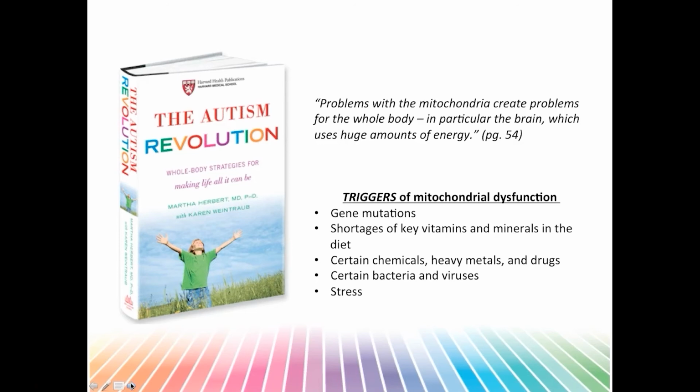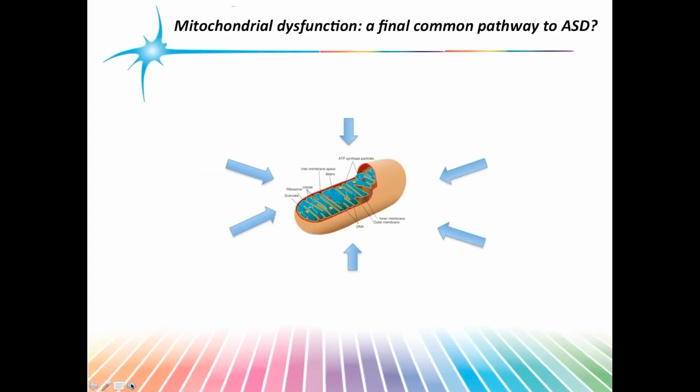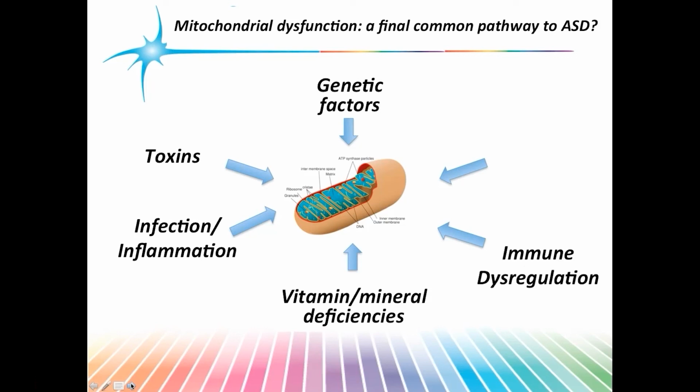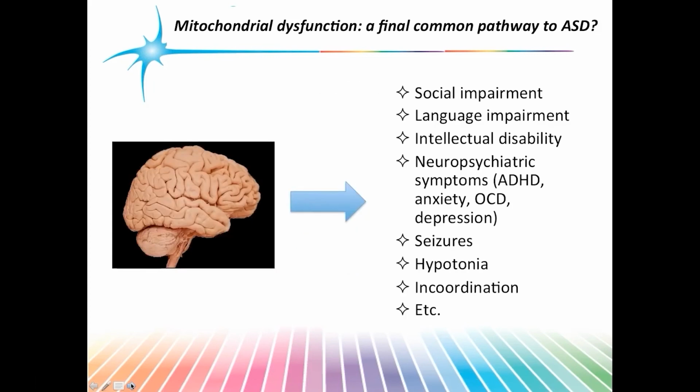This is a very important point, which is that mitochondrial dysfunction may be a final common pathway. That is a potential explanation for how many different factors might lead to the symptoms of autism, such as genetic factors, toxins, infectious and inflammatory processes, vitamin and mineral deficiencies, immune dysregulation, and drugs. And because mitochondrial function is disrupted in the brain, the symptoms of autism arise. Now, the impact that the various genetic and environmental factors have on mitochondria might not be the only way that they impact the brain, but it's likely to be a very important one.